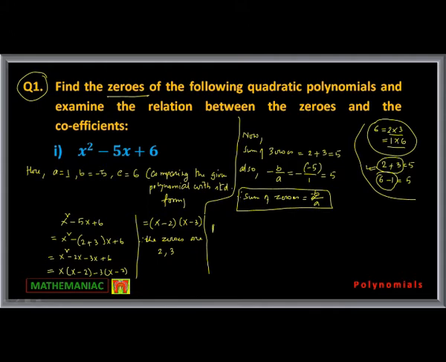Now I have to think about the product. Product of zeros will be how much? 2 into 3, that is giving you 6. And what is c by a? Value of c is 6 and this is 1, so this is in total 6. Therefore what will I get? Product is equal to c by a. Hence verified.